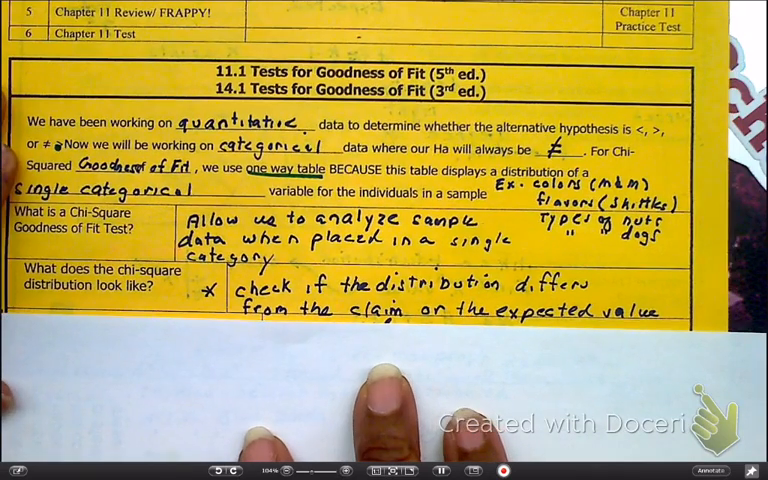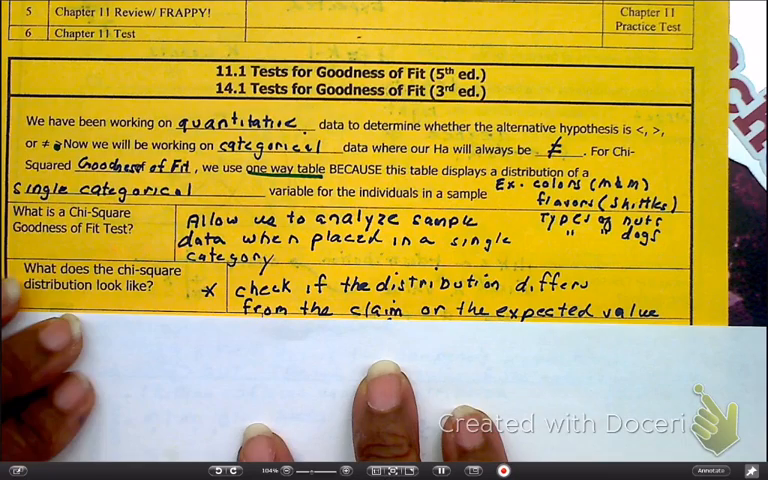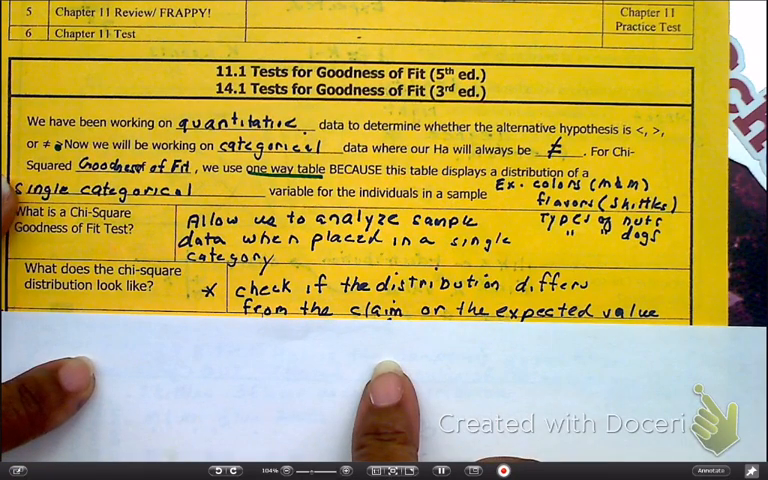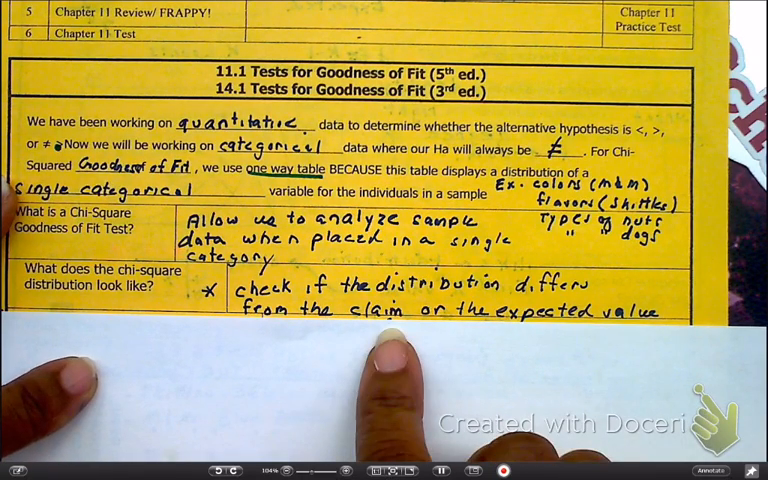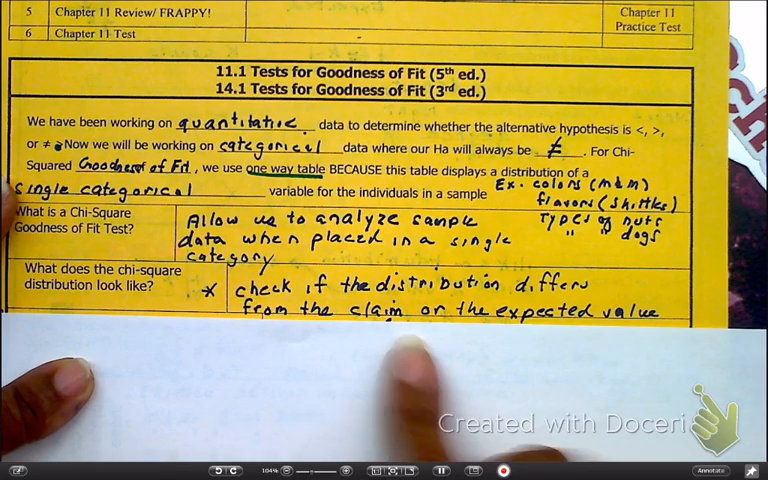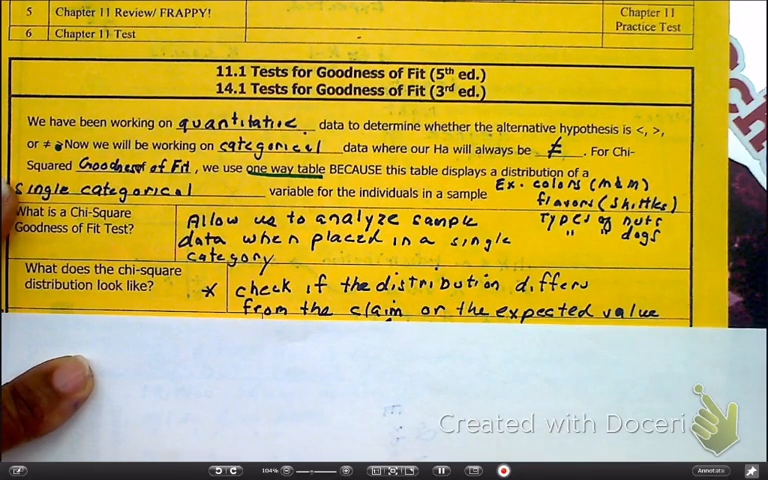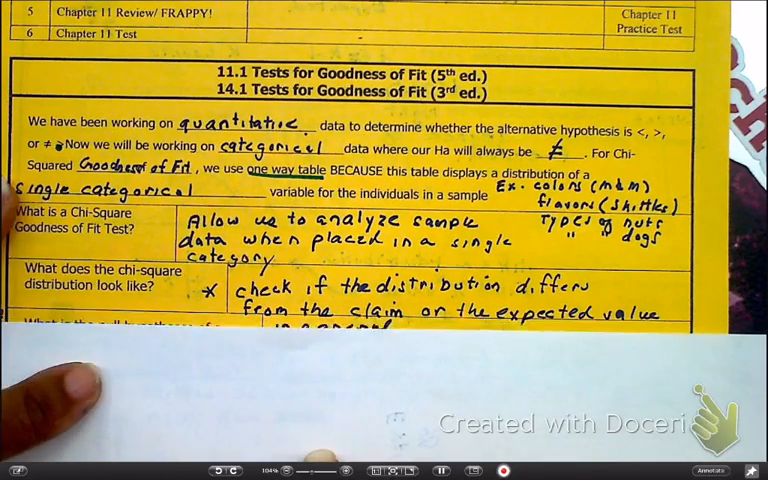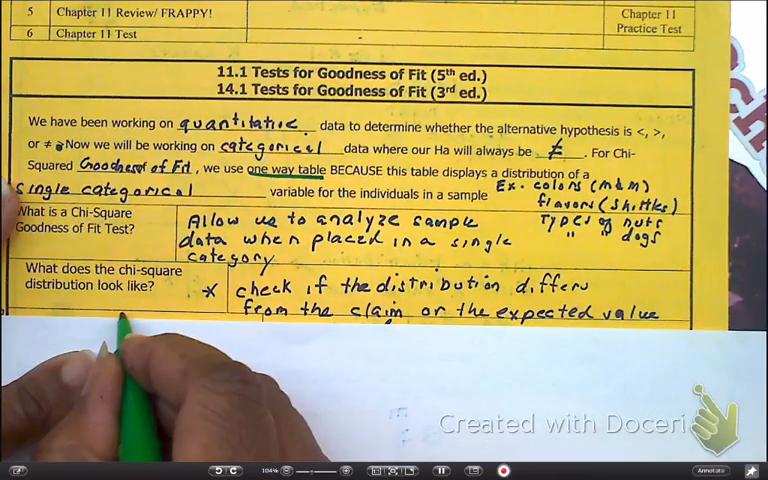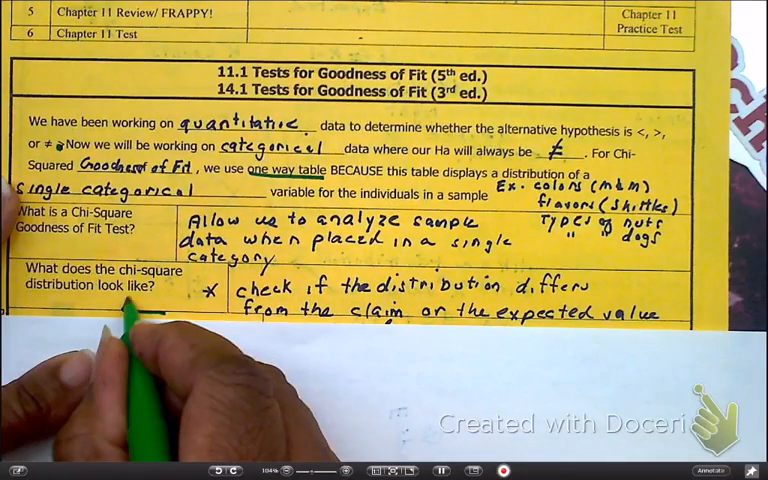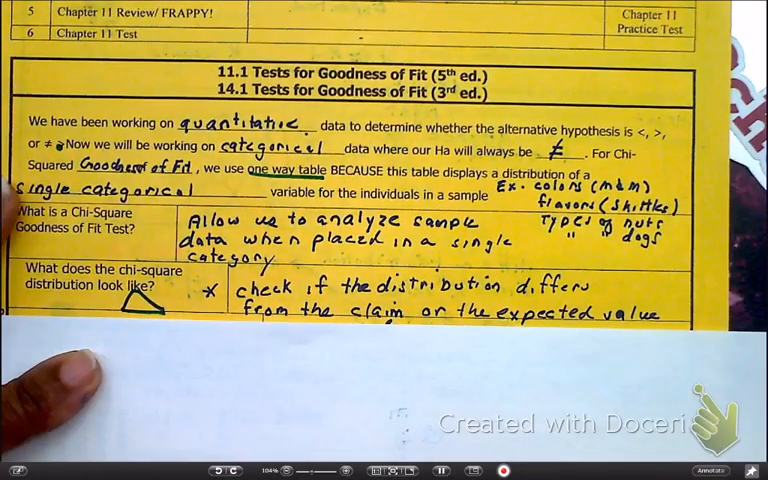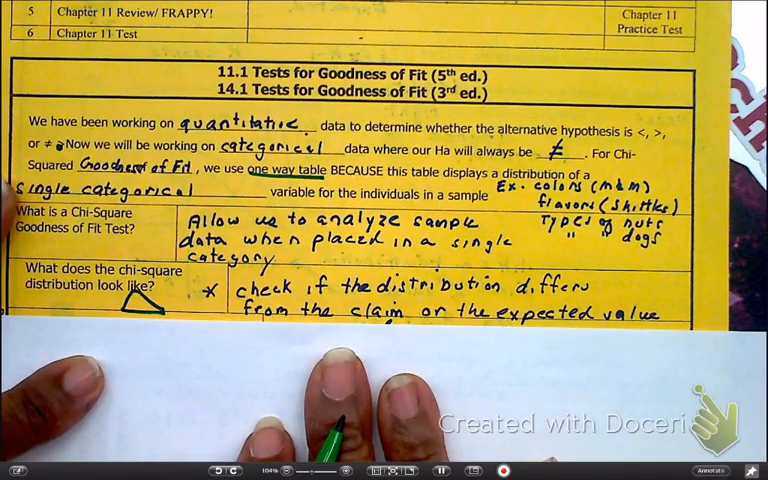Next, what does the chi-squared look like? The whole purpose for it is that we are checking the distribution to see if it differs from the claim or from the expected. Well, isn't that what we've been doing before? And the actual diagram of a chi-square looks something like that, which we're going to be discussing a lot more in a minute.